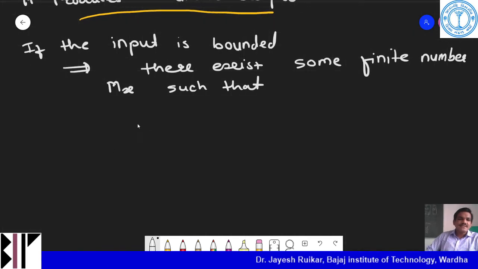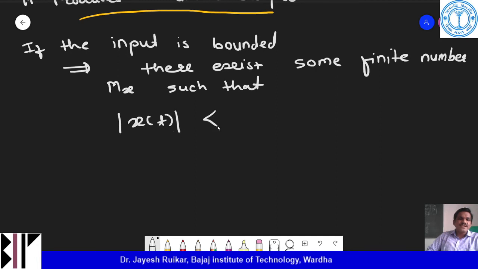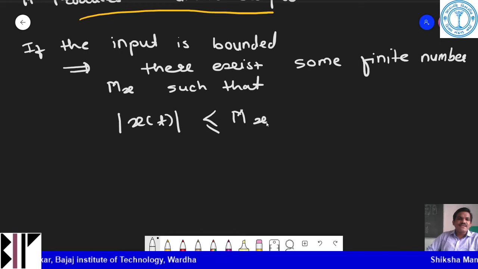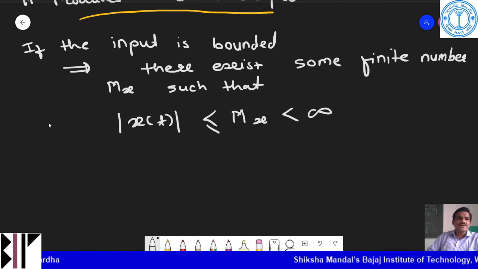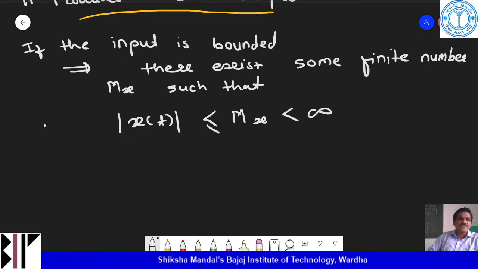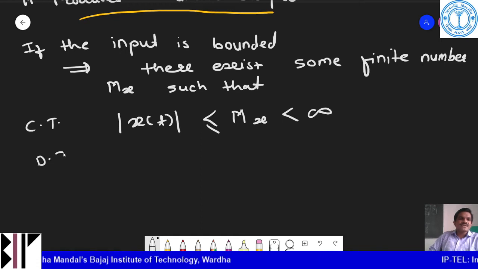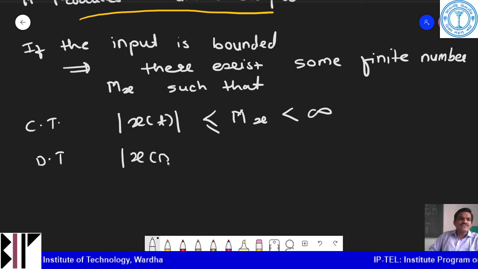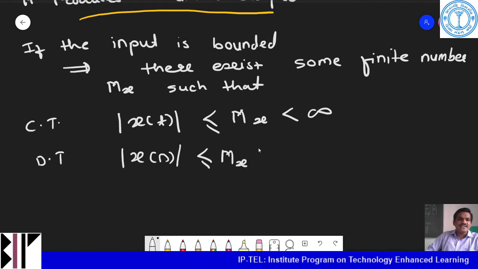Meaning is that if we take the modulus of x of t, we must get a finite value. Let us call this Mx, and it should be finite. This is for the input, which is why we represent it as x. This is in terms of the continuous time domain. For the discrete time domain, it is x of n. Its value is also finite, less than infinity.